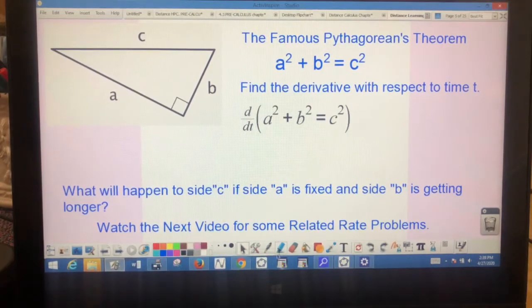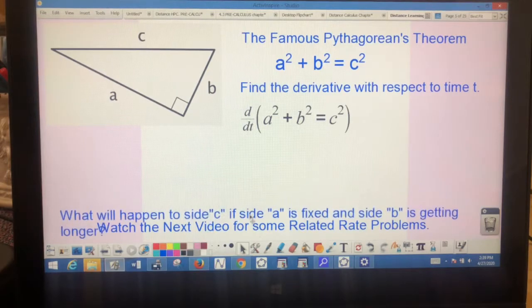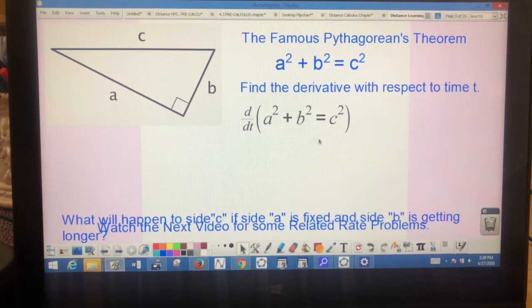This is one of the most typical questions about related rates. It has something to do with your Pythagorean theorem. Anytime you see a right triangle, that is the key. Okay, Pythagorean theorem. Now you can take the derivative of each of the sides with respect to t.